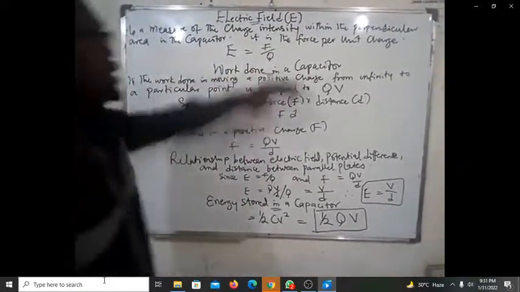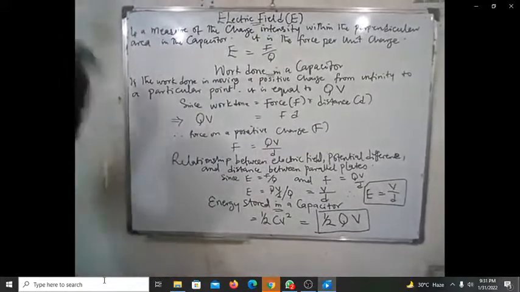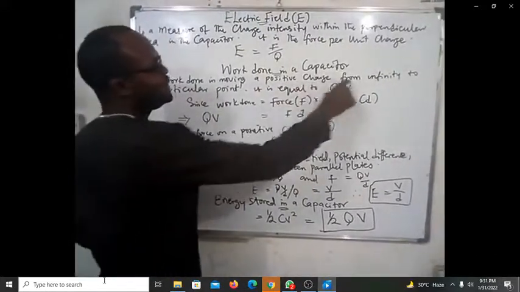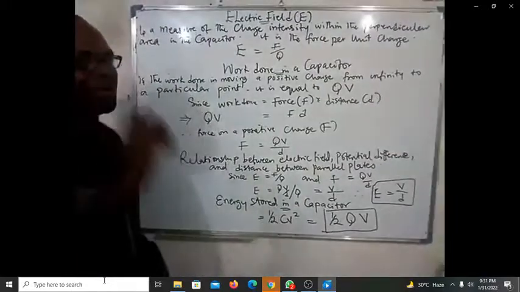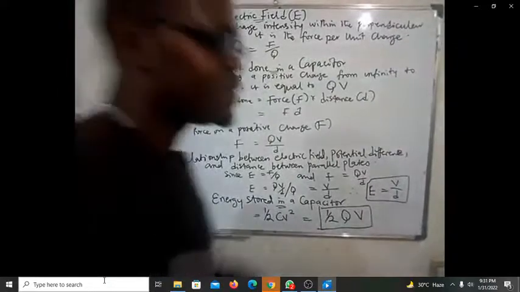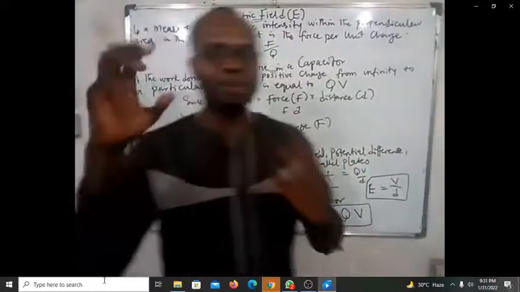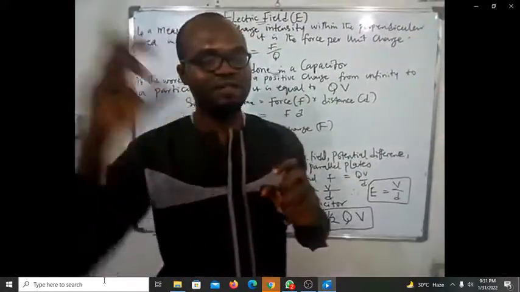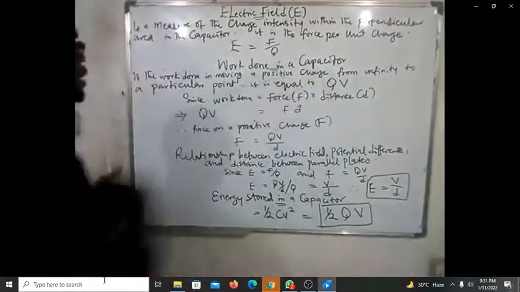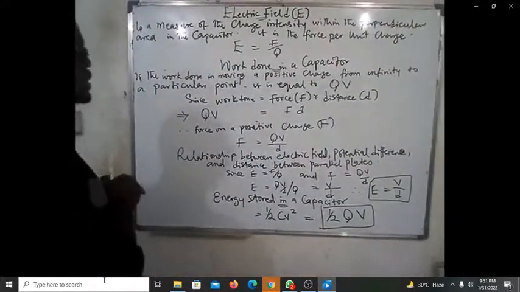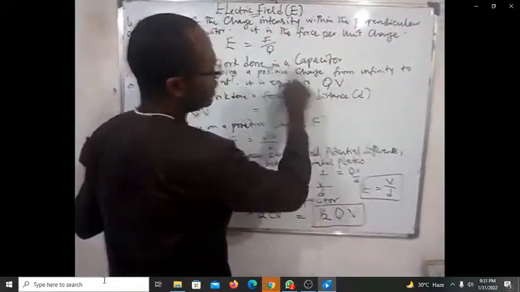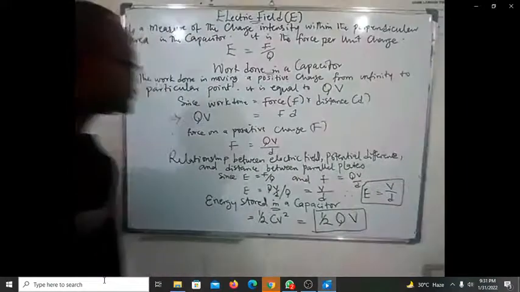And the work done in a capacitor is simply the work done in moving a positive charge from infinity to a particular point in the capacitor. That work done in moving a positive charge from infinity to a particular point in a capacitor is known as the work done in a capacitor. And it is represented with the relation, the work done is simply QV.